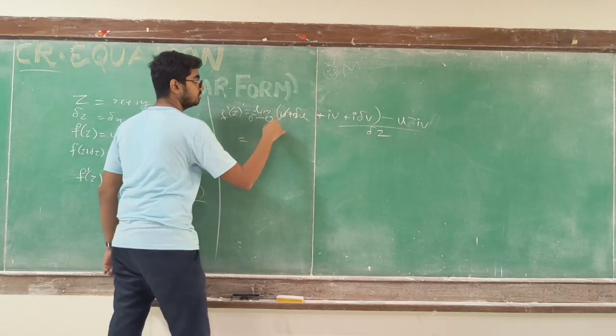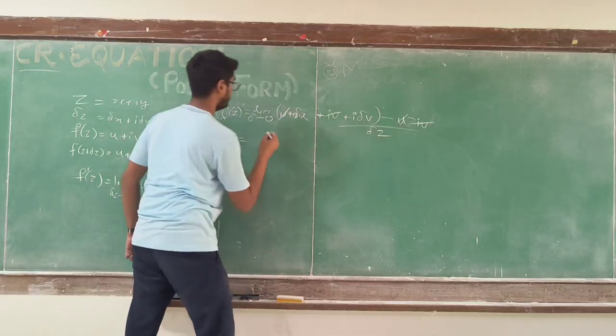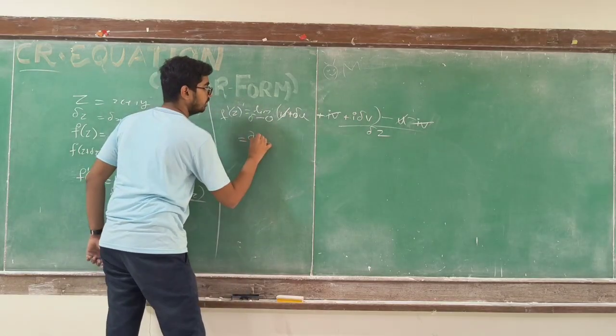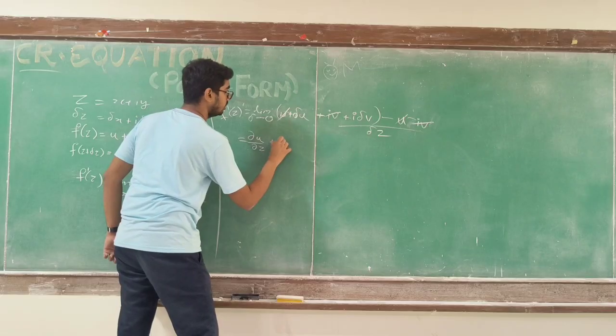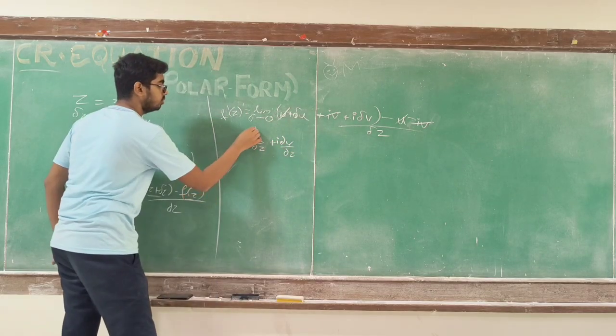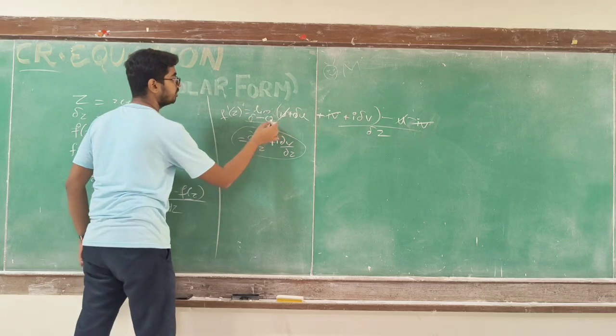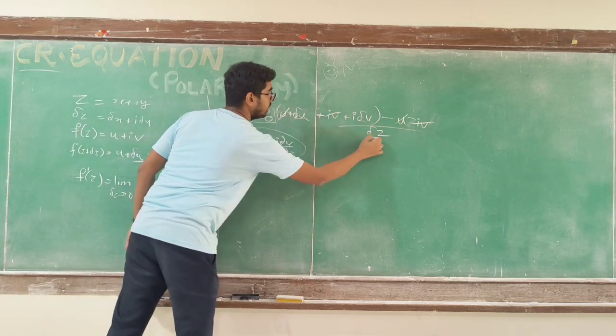Now after solving this, u and i v get cancelled. We are left with del u by del z plus i del v by del z. This whole thing comes after using this limit value and simplifying del u, del v and del z, right?